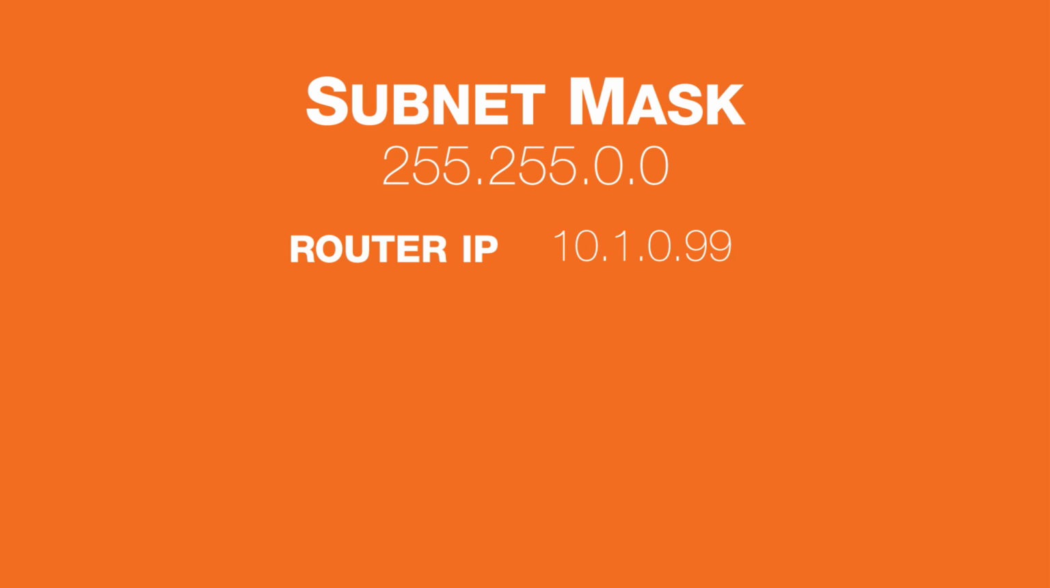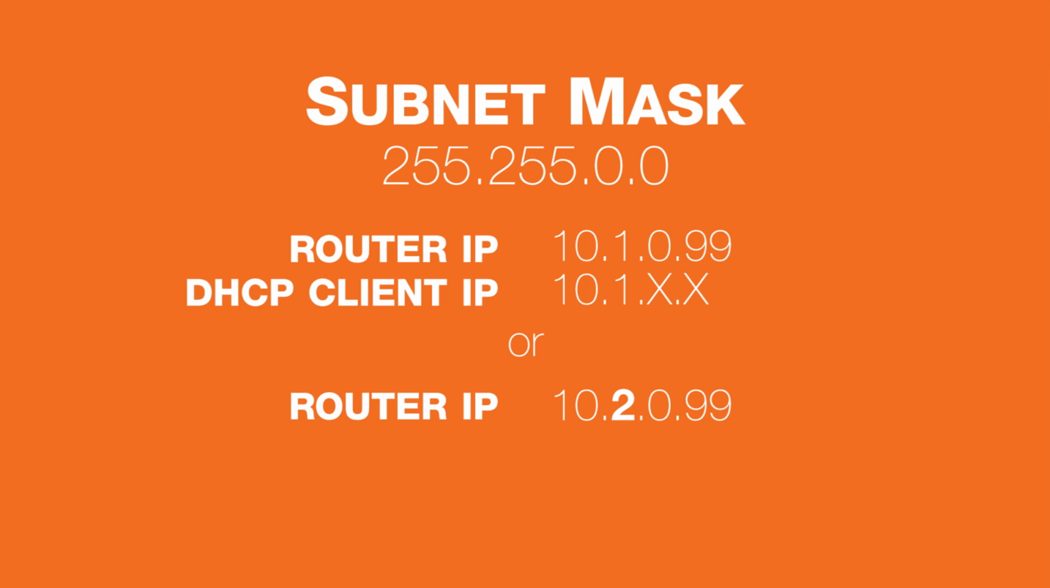If the router's IP address is 10.1.0.99, the DHCP server will give the client an IP address that starts with 10.1. If the router's IP address is 10.2.0.99, the DHCP server will give the client an IP address that starts with 10.2.